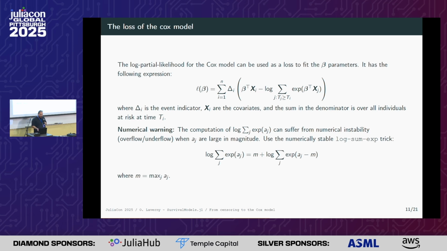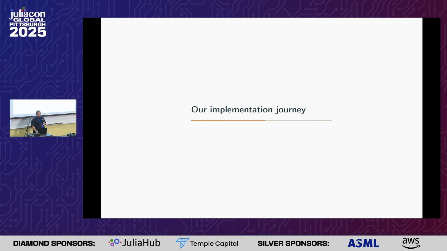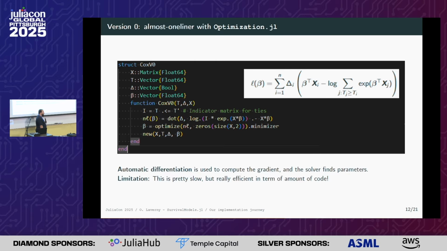Okay, so we have a loss to be minimized. So let's go. The first thing that we tried to do, basically in one line of code, is to take out Optimization.jl and to write the loss. So here it's an NLL, meaning the negative log likelihood that you are trying to minimize, because usually you want to maximize the likelihood. So if you take the negative version, you can minimize it. And it writes very easily in Julia. It's completely similar to the equation that is here, which is very nice.